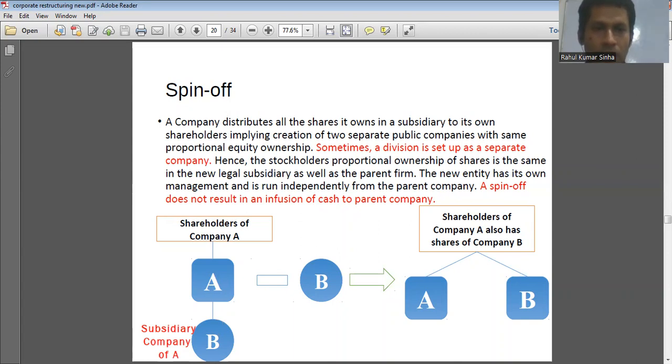So in the case of a spin-off, what is happening is that the parent company forms one new company, which is the subsidiary of the parent company. The shareholders of company A will also be the shareholders of company B in the same proportion as they held shares in company A. This is a spin-off. It means now there are two entities, and the new entity B will have its own independent management. Spin-off is one of the ways of contraction.